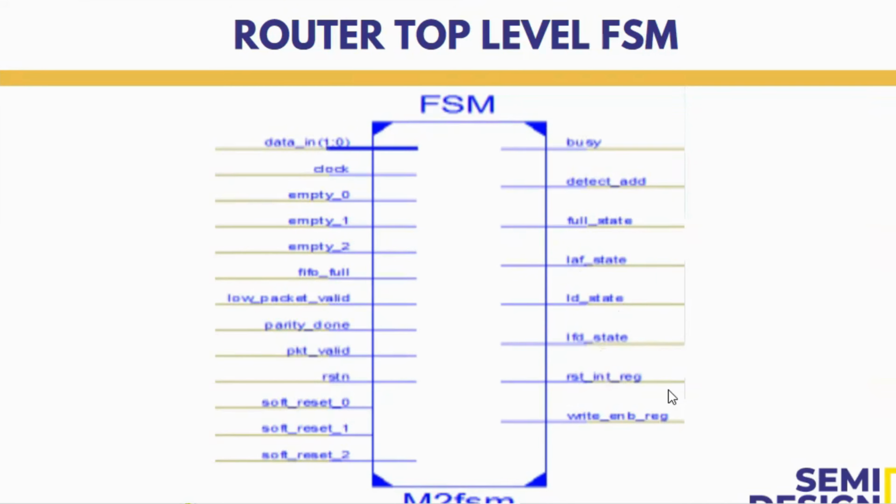Then this is the reset internal register. Based on the software reset, it will initiate the reset if required. Then write enable register means, in order to enable the write operation, this will give the appropriate signal to that particular FIFO. You got it?